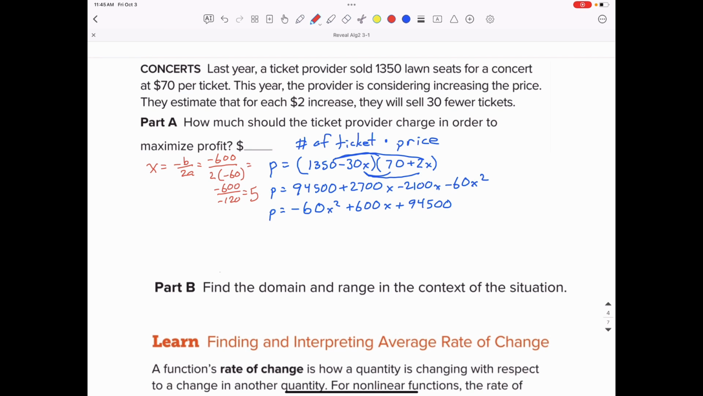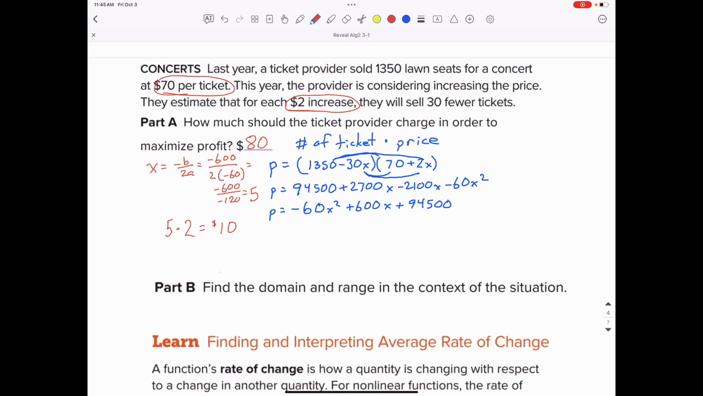And if there are 5 different $2 price increases, to answer the question, he should be raising 5 times 2, 5 different $2 price increases. He should be raising prices $10. So if he's already selling them for $70 a ticket, to maximize the profit, he should really be selling them for $80 a ticket. Should be adding $10 to the $70 ticket price.